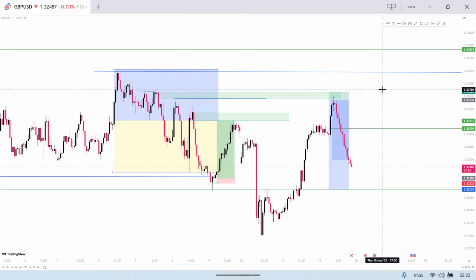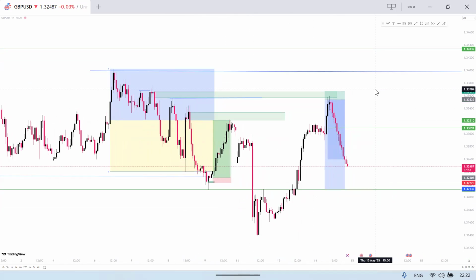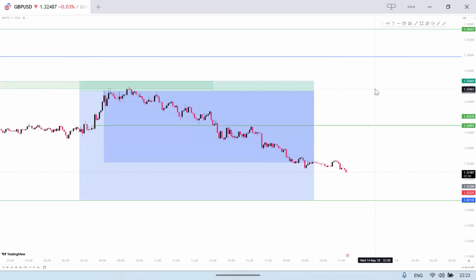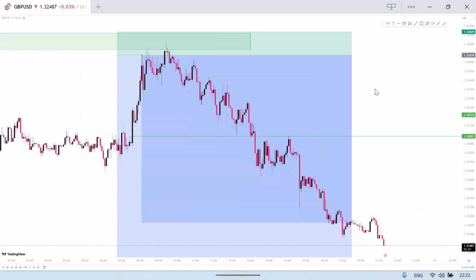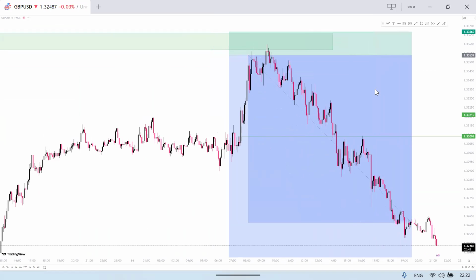If you analyze and have your POI on the 1 hour time frame, you drop down to the 5 minute time frame. That's what I told you. Now I drop down to the 5 minute time frame. This is my zone, the zone I want to take trade from. When I dropped down to the 5 minute time frame, what did I do? I did something like this.